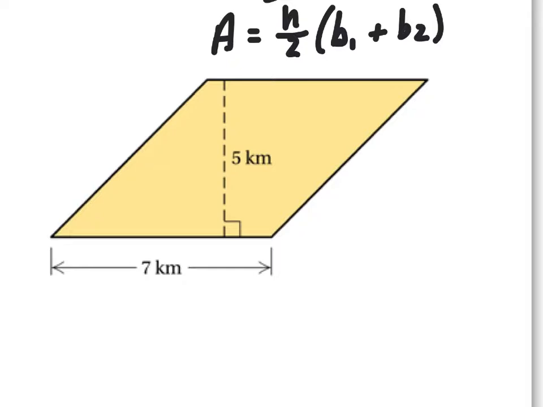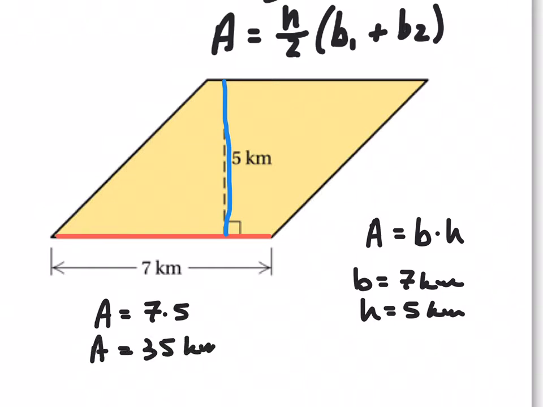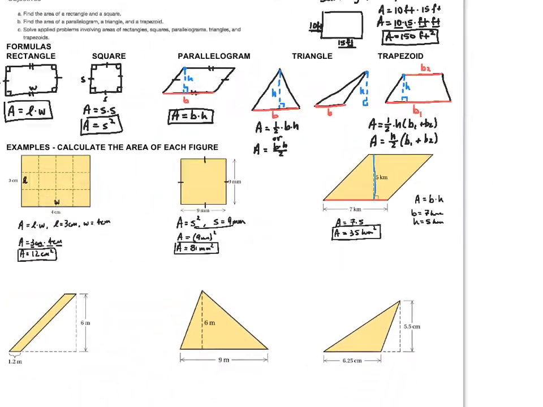On this one, this is a parallelogram. My area is equal to just my base times my height. Here's my base, and here's my height. Notice how it makes a right angle. So base is equal to 7 kilometers. Your height is equal to 5 kilometers. So our area is equal to 7 times 5. My area is going to be 35 square kilometers. So not too bad. As long as you know what you're doing, shouldn't be too bad.